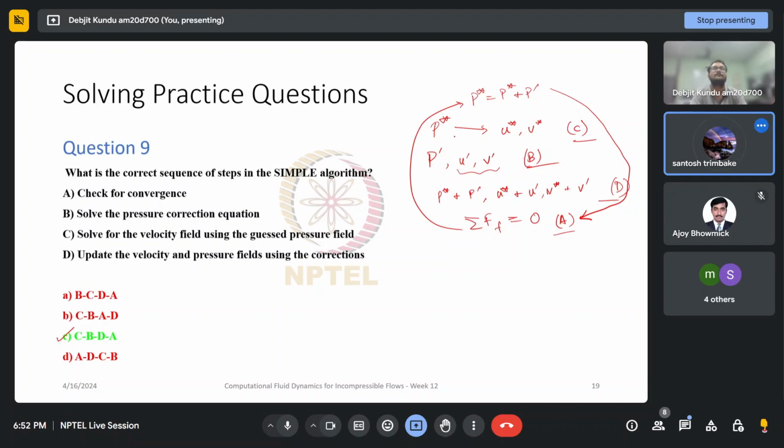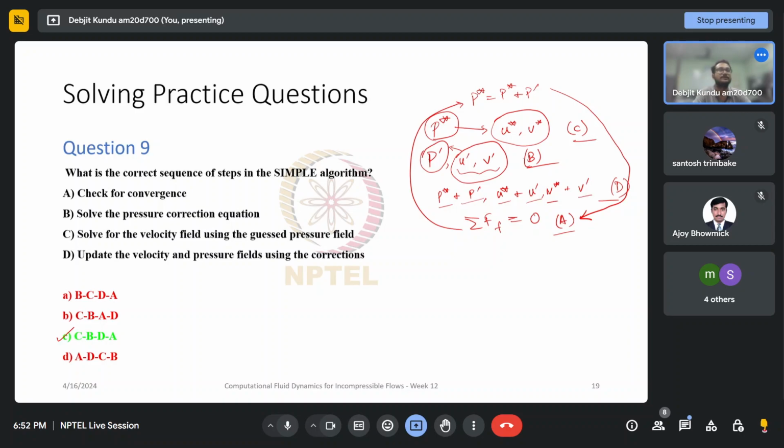Okay. So we first of all start with the guessed pressure field. Then we find out the velocities using that guessed pressure field. So these are not correct velocities, right? So then we use the pressure correction equation to solve for the pressure correction P prime, and there are relations of velocity corrections U prime, V prime as a function of this P prime. So using this P prime, we can find out U prime and V prime. Then we add all these corrections to the previously guessed values. So P star, U star, V star, we add our corrections P prime, U prime, and V prime to them.